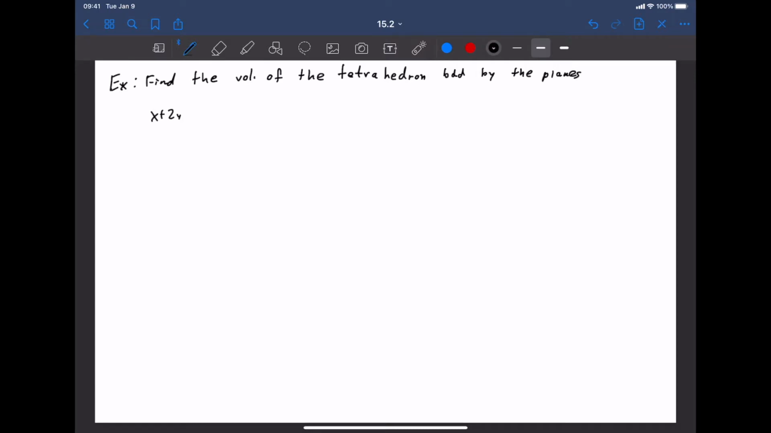x plus 2y plus z equals 2. x equals 2y. x equals 0. And z equals 0. Okay, so one thing we want to do is figure out which of these we're under. One of these is easily seen to be what we're under, and that should be the one that has all three variables. So we're going to be under this. It has all three variables.